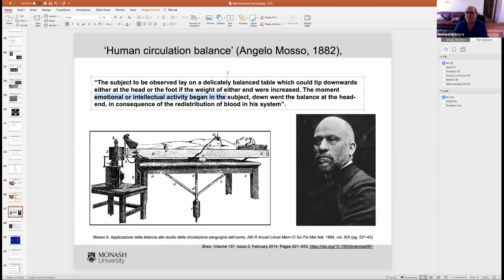Okay, why? Because blood went up to his brain. Oxygenated blood, in our case, has gone up to his brain to help him with intellectual or emotional activity as he lay on this finely balanced table. Okay, and the table tipped towards his brain. So that tells us that the more I'm tapping my finger, the more blood, oxygenated blood, goes to the motor cortex, all right?